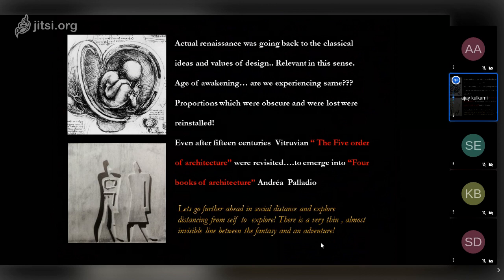So do not hesitate. Ponder to yourself, do not hesitate to go back and find out. This Corbusier's image of the Modulor, what is Corbusier trying to show? Is it a self-distance or a social distance? I think it's a self-distance. He's trying to tell you, keep distance from yourself and explore. Keep a safe distance. There is a thin line between fantasy and adventure, and it will give rise to wonderful architecture.